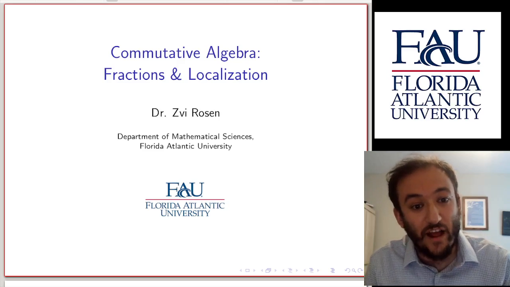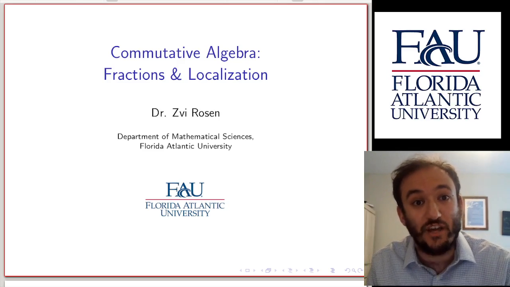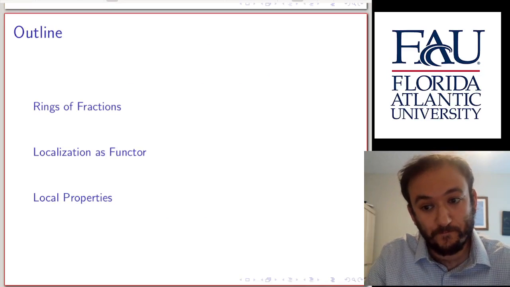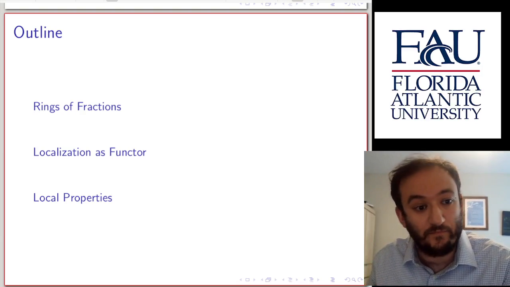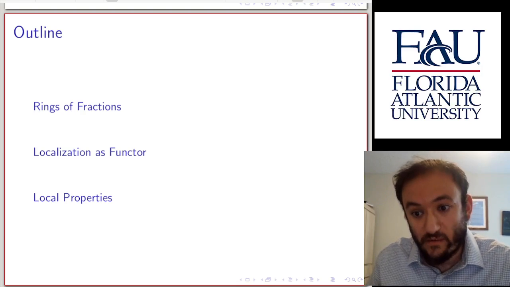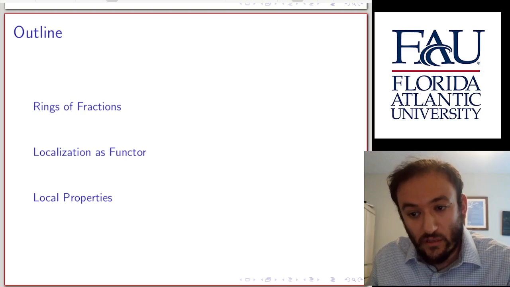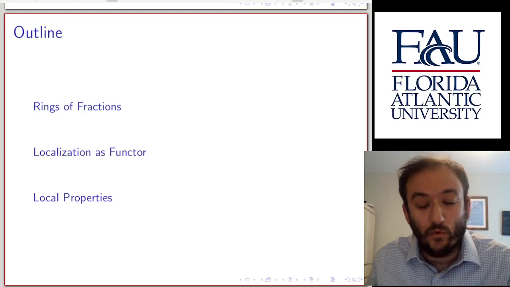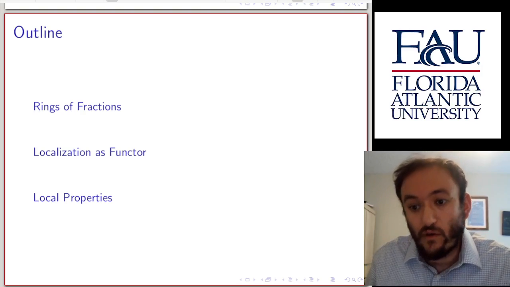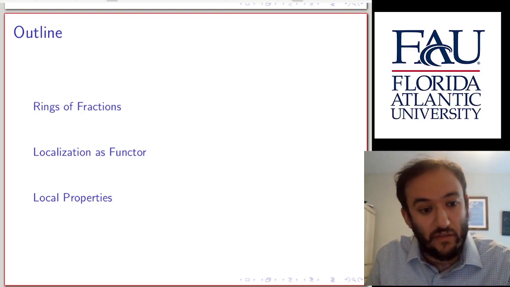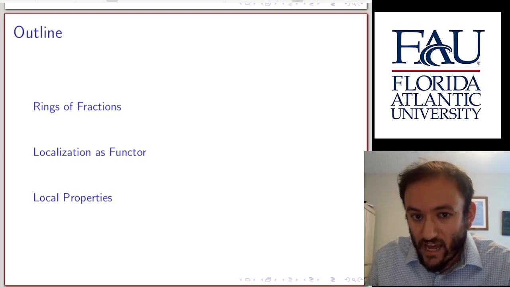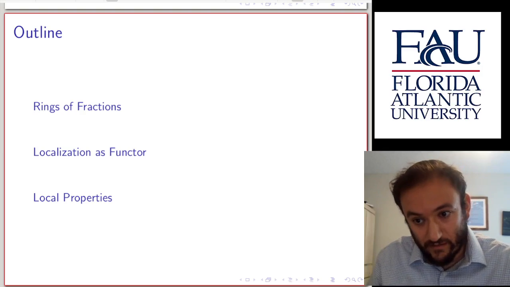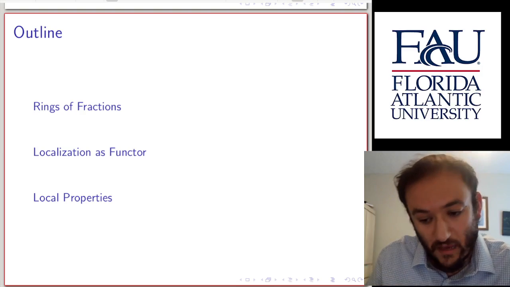Today we're going to be discussing fractions and localization. This corresponds to Chapter 3 in Atiyah-Macdonald. We'll start by defining rings of fractions and exploring some of their properties. Then we'll look at localization, which is the process of constructing a ring of fractions as a functor from one category of modules to another. And then we'll look at local properties, which are properties of rings and modules that you can check at localizations at prime ideals. Okay, so we'll go through all of these topics.